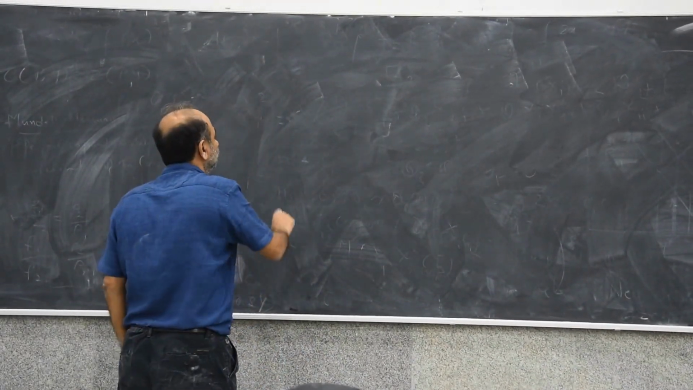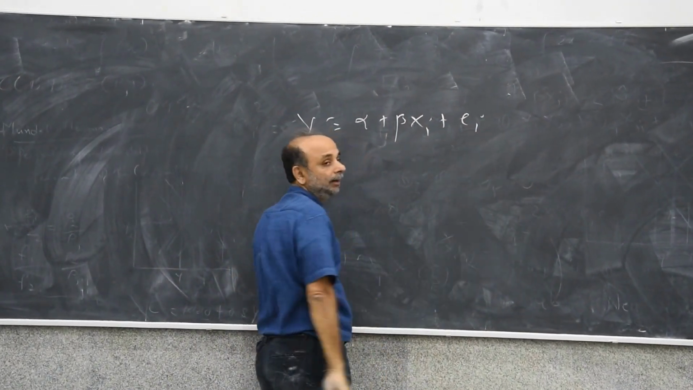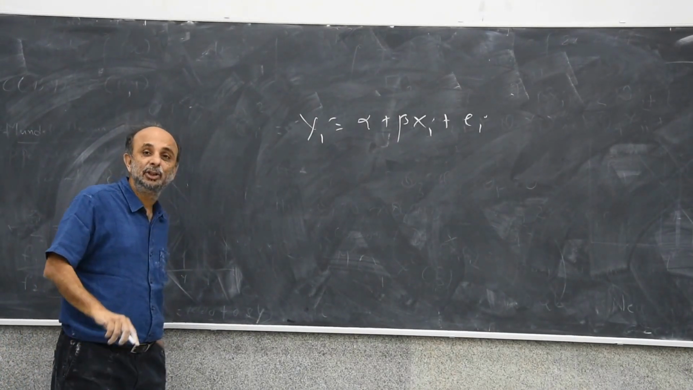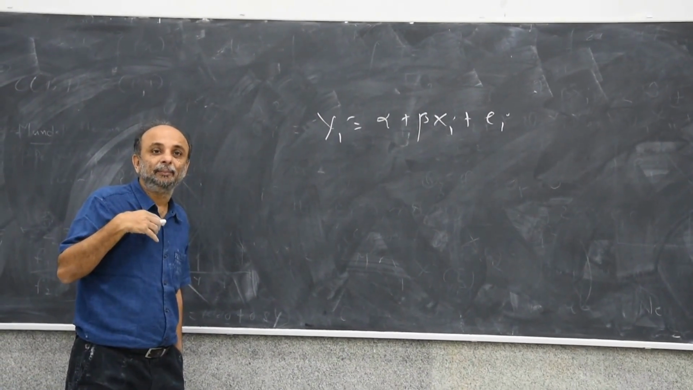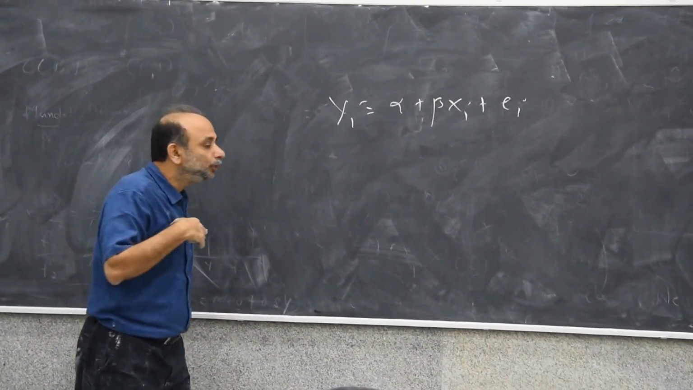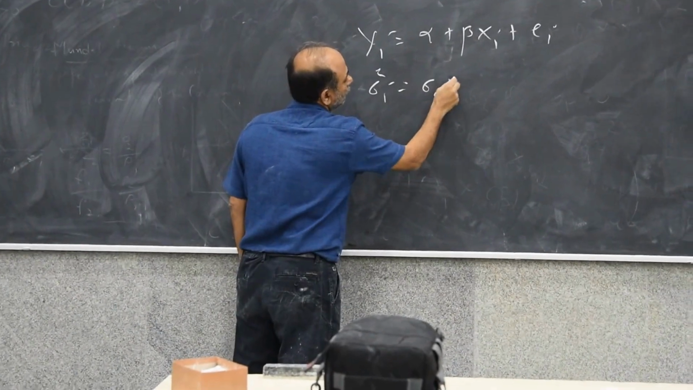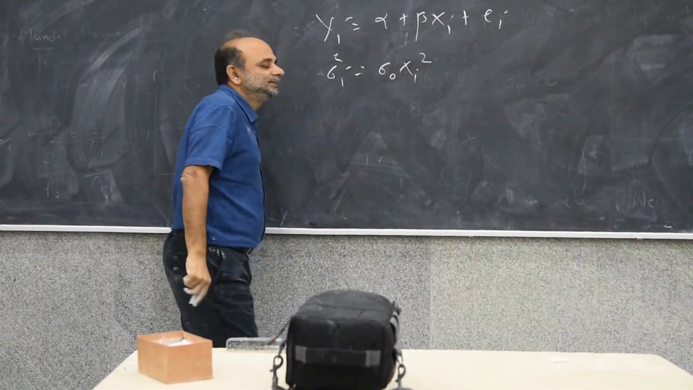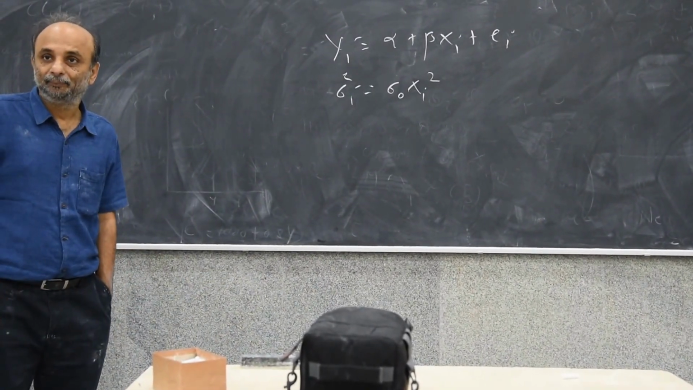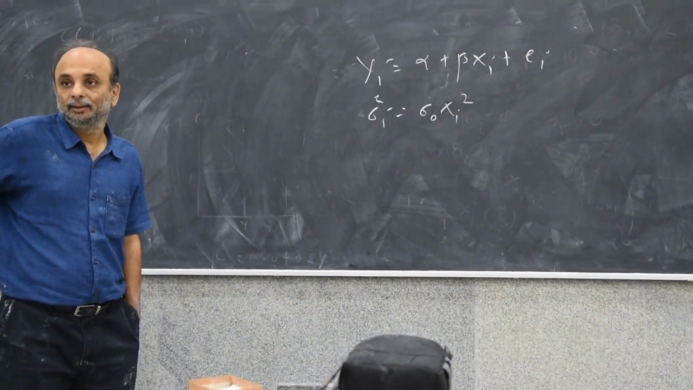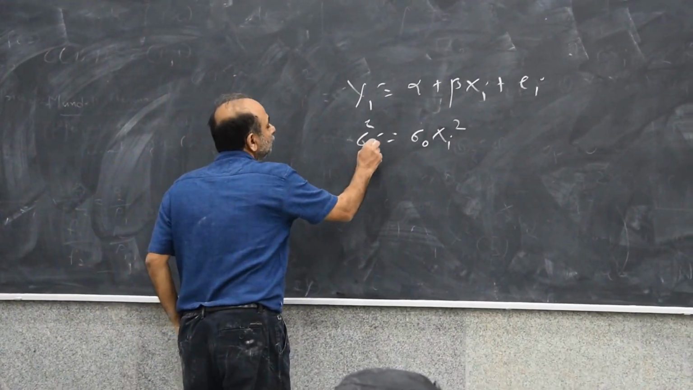Suppose you think yi, and suppose you think that the variance of the error term depends upon xi square. Variance of the error term depends upon xi square. So you have sigma square i is sigma 0 xi square, where sigma 0 is some positive number. So that you see sigma square i depends upon xi square.